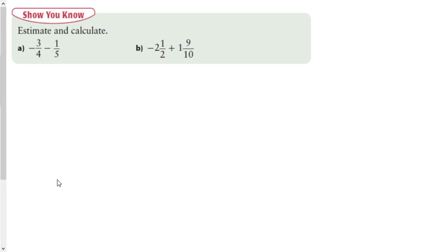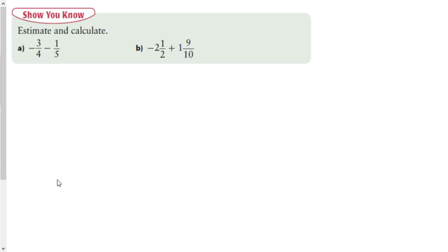Okay, this is section 2.3 from our Math Links 9 textbook. Section 2.3 is operations with rational numbers in fraction form. And we're going to have some exemplars here to help guide you with your questions. And the first two exemplars are simply the addition and subtraction of rational numbers in fraction form.